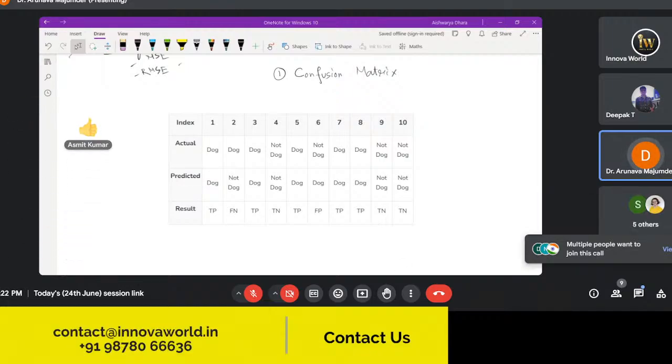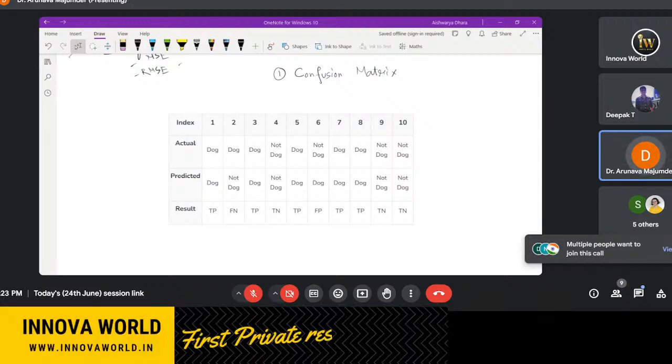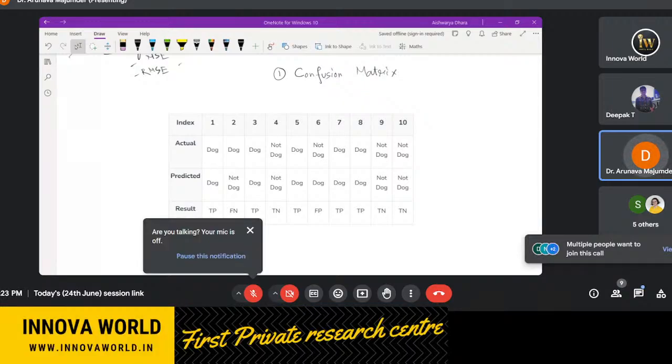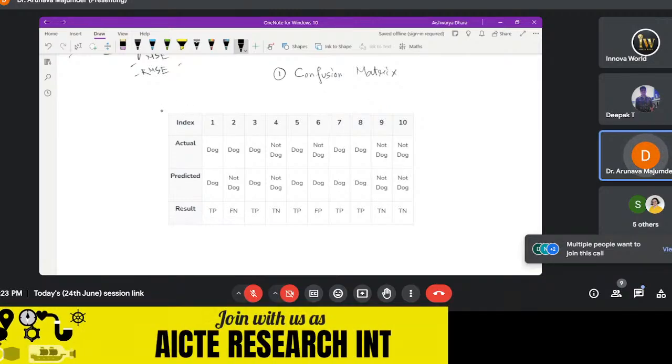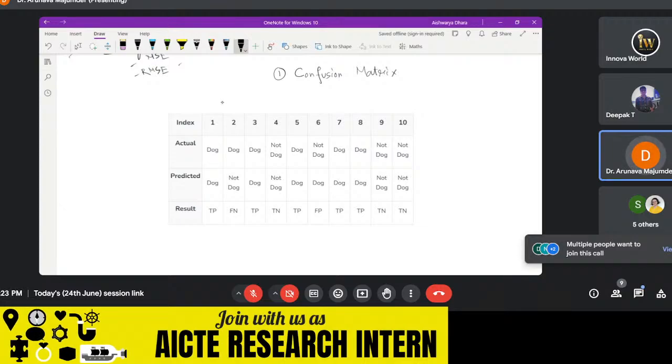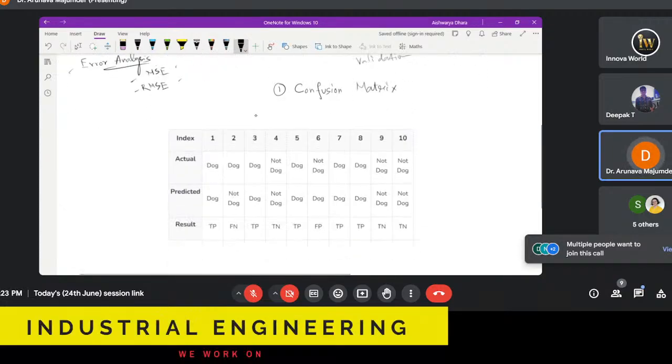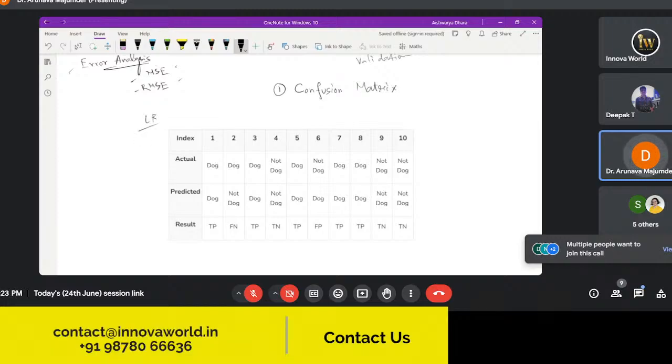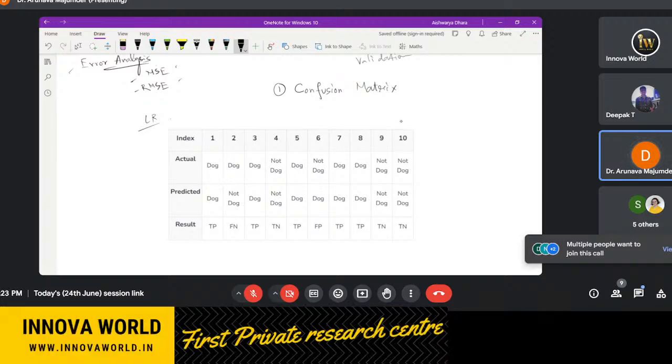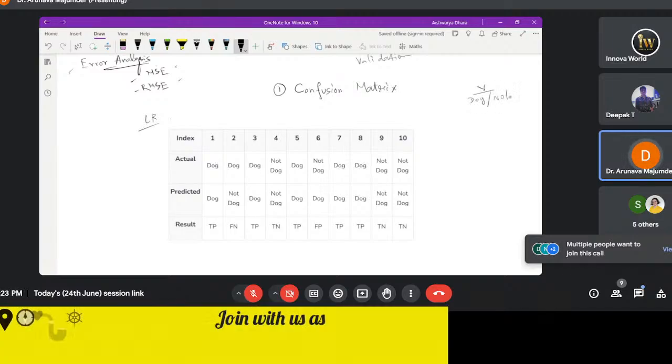Okay. So you can see that this is a very small dataset, with actual and predicted columns. Our dataset was given, and this is the result after using any kind of ML technique. Let us suppose we have used an ML technique like logistic regression. You can see this is binary data, dog and not dog. What is the outcome variable? Our outcome variable is only yes or no, that is, dog or not dog.